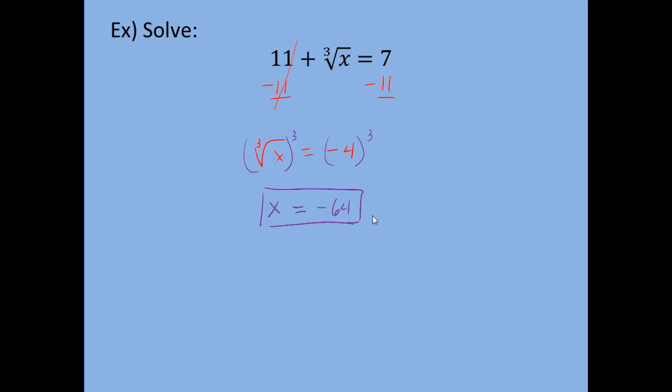Now remember, our last step was to check. If you don't check this, you might get answers that don't make sense. So we have to check this in the original equation. For my check, I'm checking 11 plus the cubed root of, now x is negative 64, just substituting it in, equals 7. Then you can evaluate this. This is 11 plus the cubed root of negative 64. The cubed root of negative 64 is negative 4, so 11 minus 4 is 7, and 7 does equal 7. So it checks out. So x equals negative 64 is our answer. Let's take a look at another one.